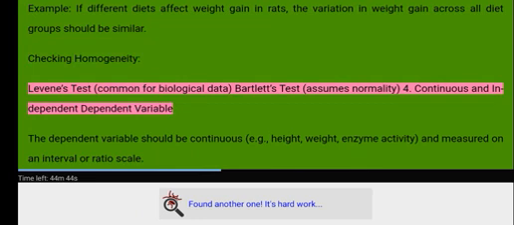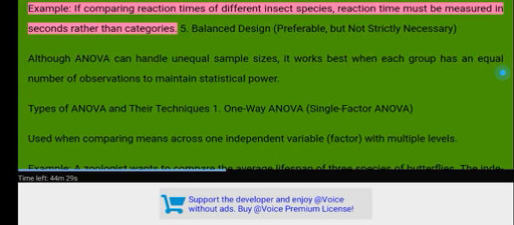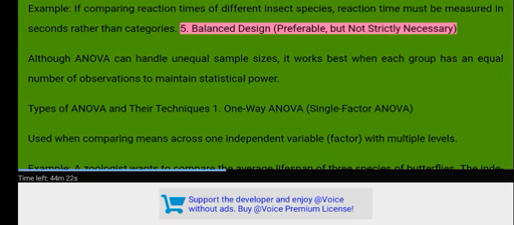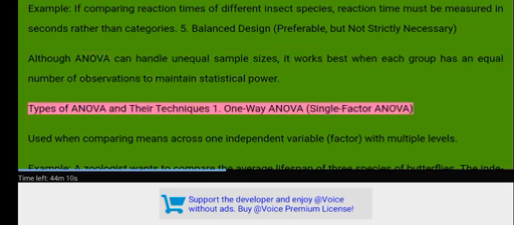4. Continuous dependent variable. The dependent variable should be continuous, e.g., height, weight, enzyme activity, and measured on an interval or ratio scale. Example, if comparing reaction times of different insect species, reaction time must be measured in seconds rather than categories. 5. Balanced design preferable, but not strictly necessary. Although ANOVA can handle unequal sample sizes, it works best when each group has an equal number of observations to maintain statistical power. Types of ANOVA and their techniques.